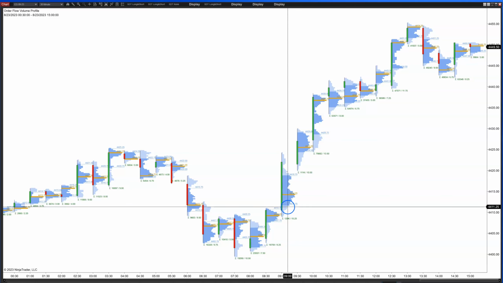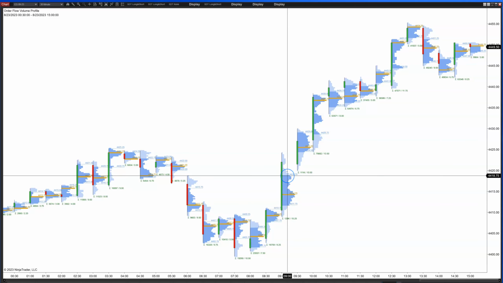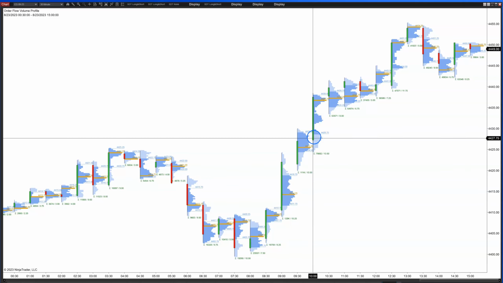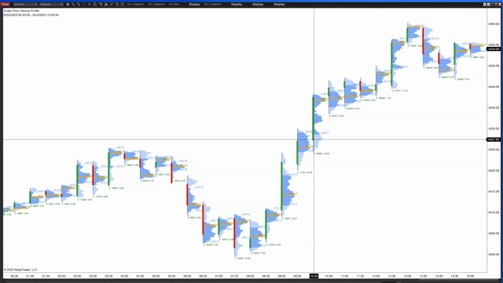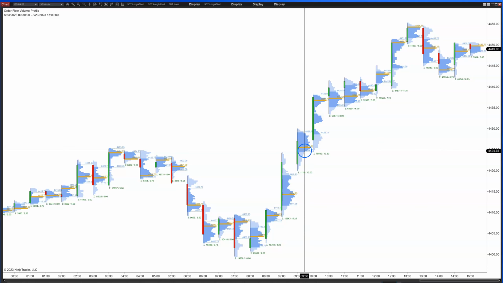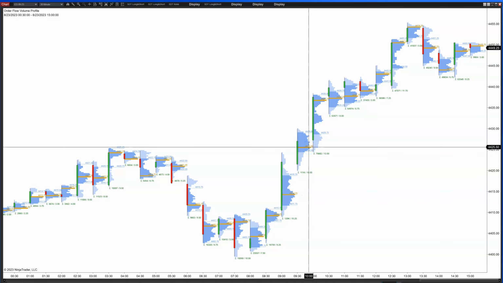Really, what I like to focus on is the value areas for the bars. Oftentimes you're going to see the next bar, or several bars later, testing previous bars' value areas, and oftentimes inside the value area is where you get the bar's point of control.